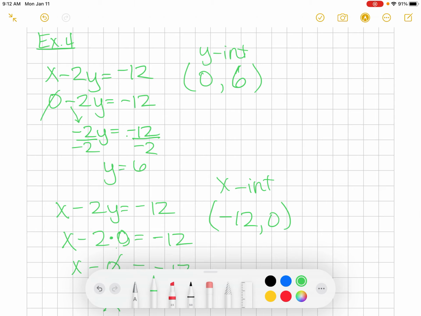So when you did this, it doesn't matter which one you do first. You can do either one first. Make sure that you got those answers. If you didn't, go back and see what you got wrong.